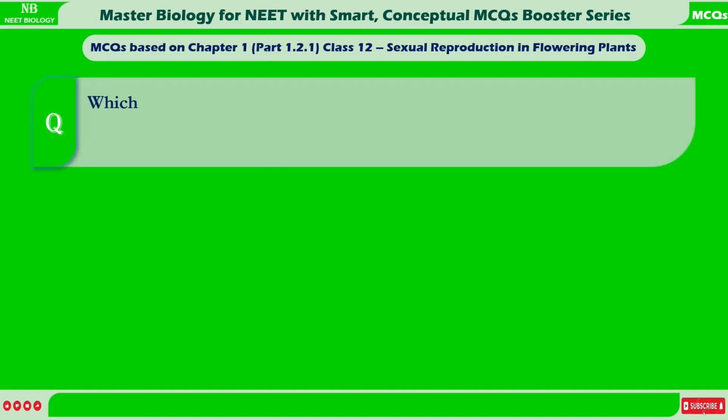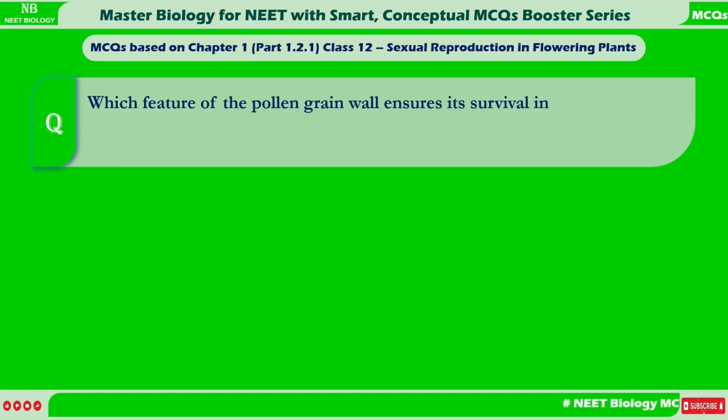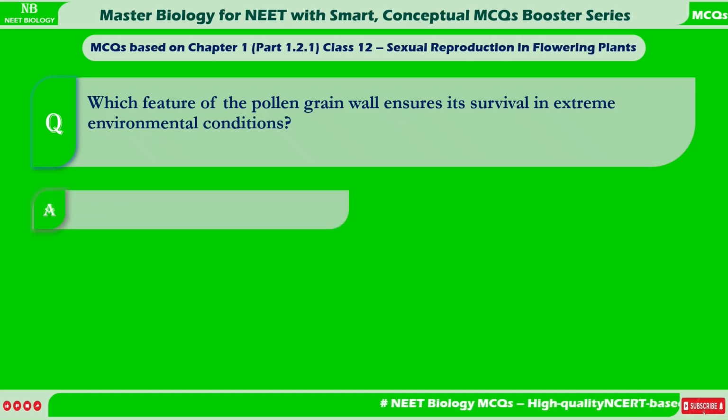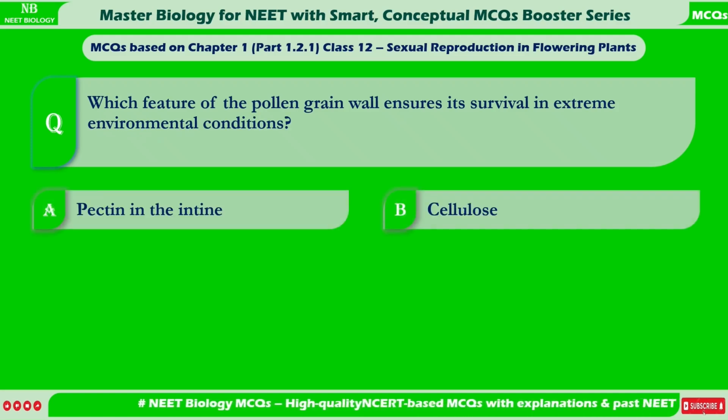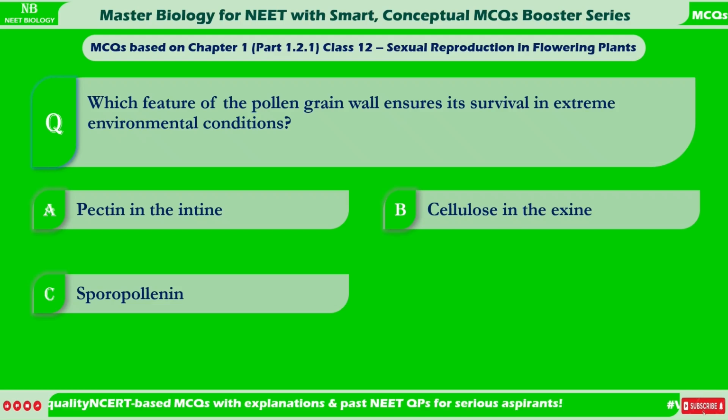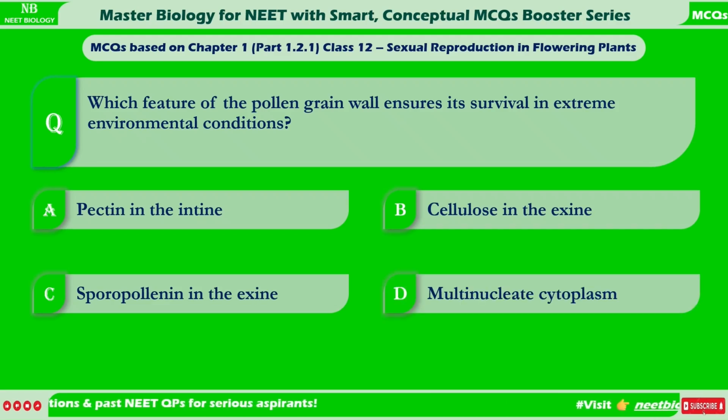Which feature of the pollen grain wall ensures its survival in extreme environmental conditions? A. Pectin in the intine. B. Cellulose in the exine. C. Sporopollenin in the exine. D. Multinucleate cytoplasm.